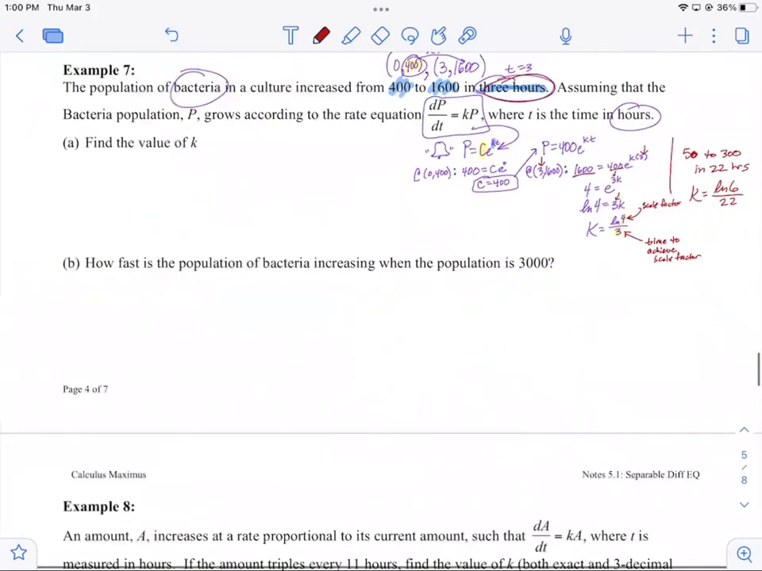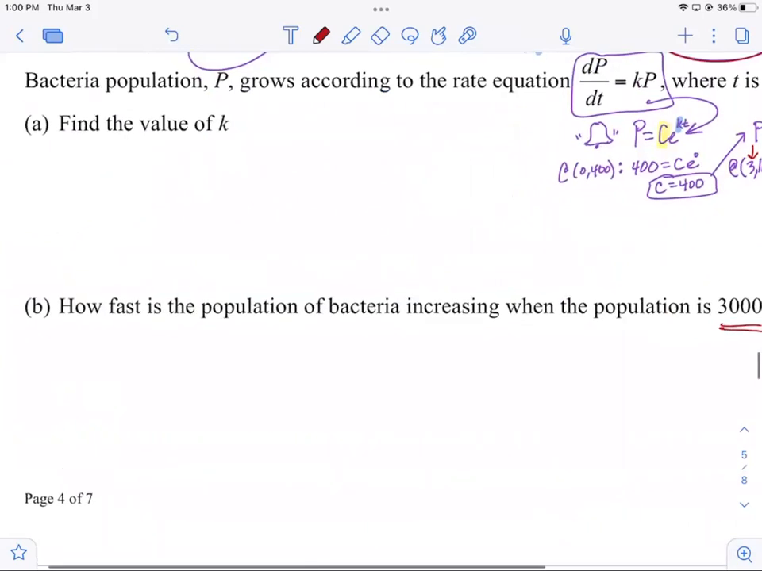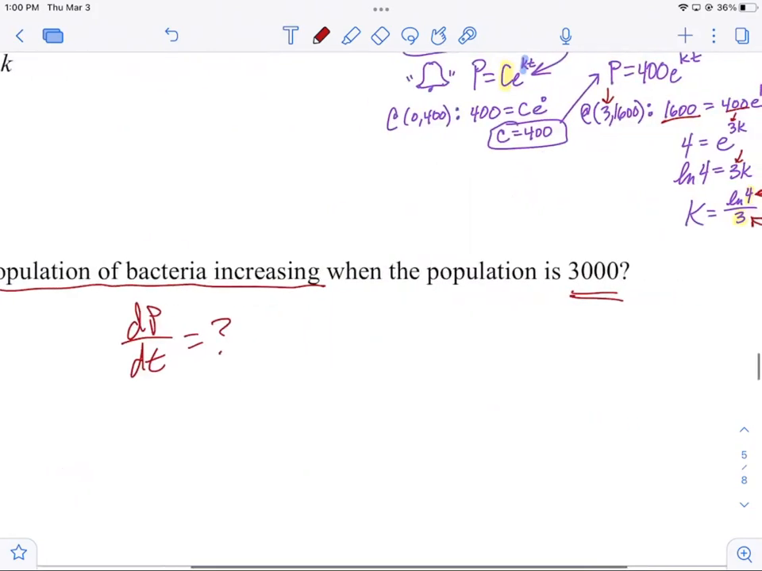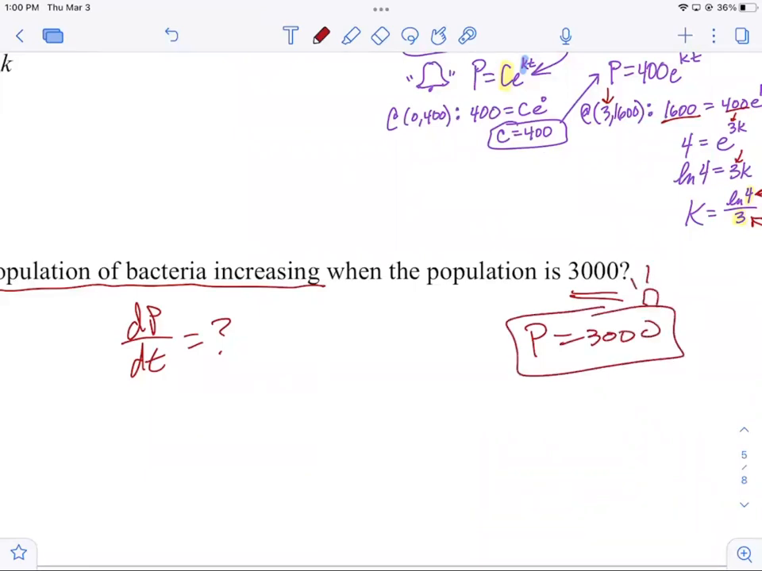All right. Part B, how fast is the population increasing when the population is 3,000? How fast is the population of bacteria increasing? Is that a rate of change of population? Yeah, so I'm looking for dP/dt. That's my target. How fast is the population increasing when the population P is 3,000? This is almost like a related rates question, right?